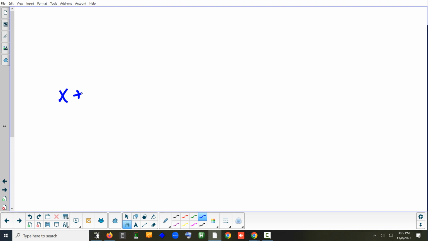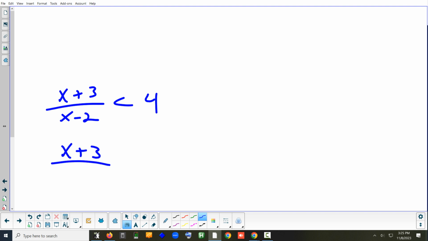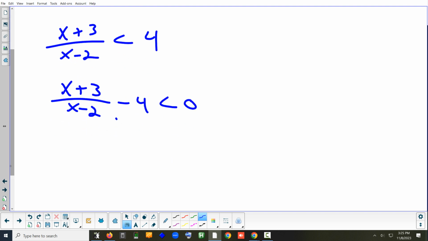So if you had something like this, to solve that, you have to get 0 on one side. So when you do that, that's okay, because now you have 0 on one side, but you need a common denominator here to be able to add those two, or in this case, subtract them. So the common denominator is going to be x minus 2. So you multiply the 4 by x minus 2 on the top and x minus 2 on the bottom. So it ends up being this.